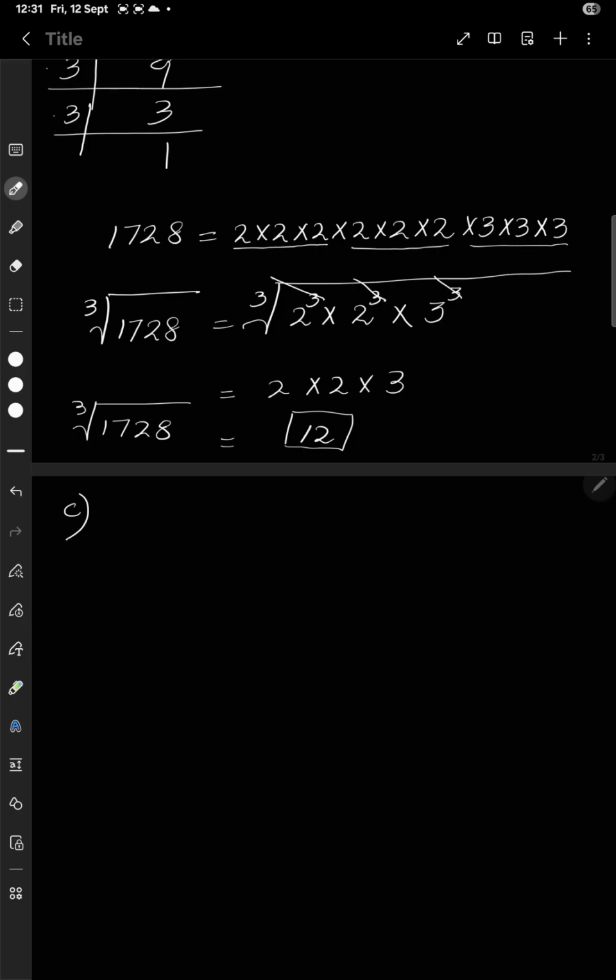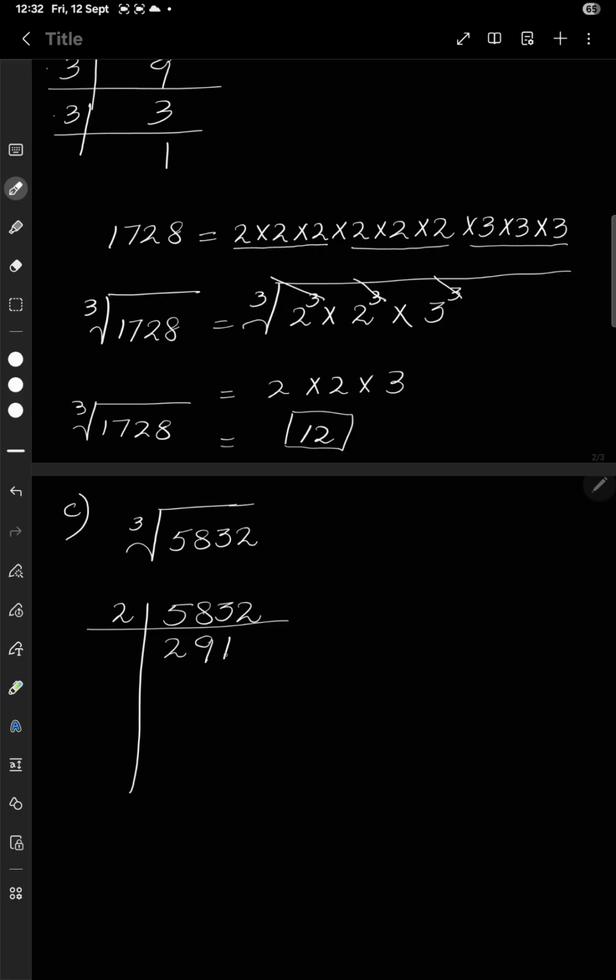Okay, so in C part, they are saying find the cube root of 5832. Okay, so let's start solving this part by doing the prime factorization. So 5832, I will start dividing this number by 2 because this is an even number, which I get to know by looking at the last digit. 2 2s are 4, 2 9s are 18, 2 1s are 2, and 2 6s are 12. When I divide 5832 by 2, I get this answer.